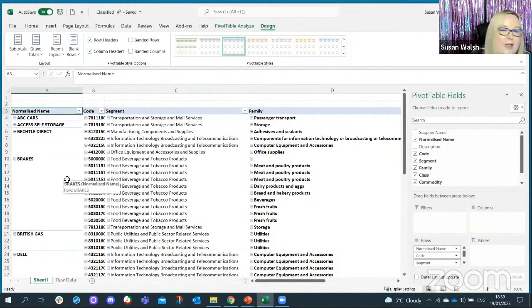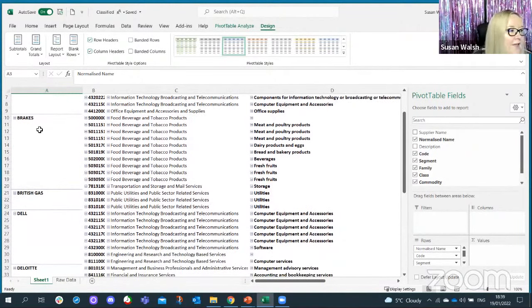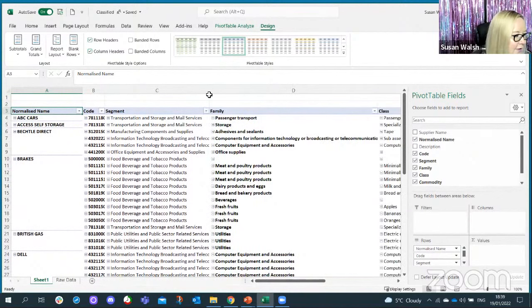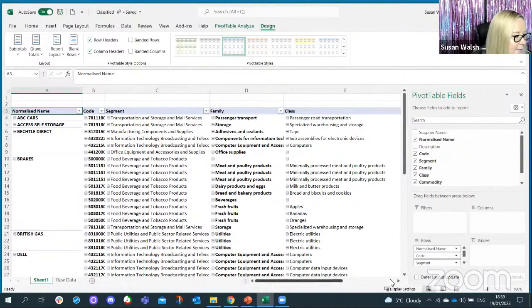Now, if I wanted to look at it at just a top supplier level, I can see, okay, well, I would expect that kind of number of different classifications from this supplier. British Gas, okay, there's 3 different types of utilities there. So let's have a look at that. Pull this in a bit.